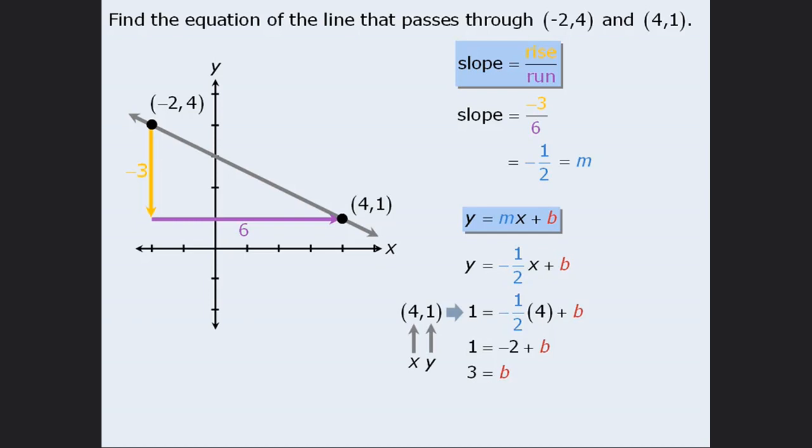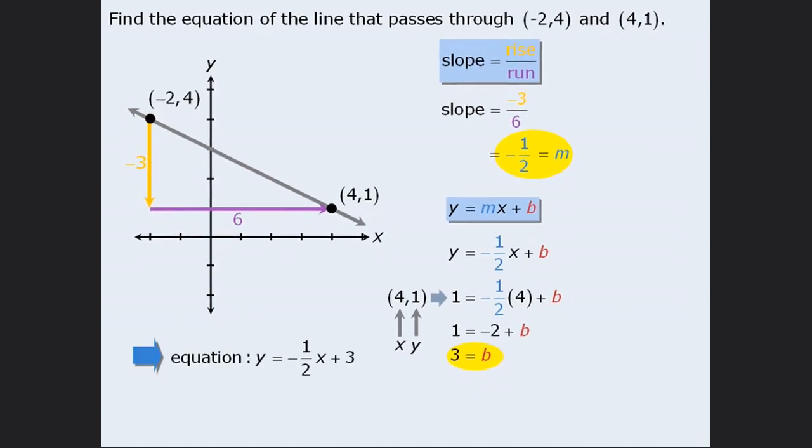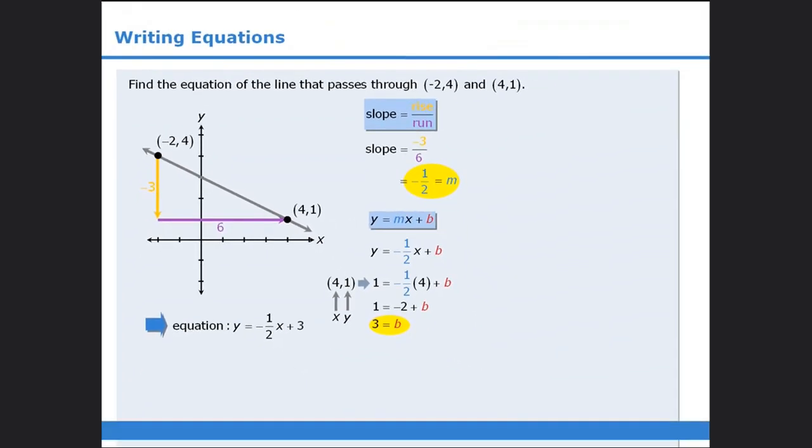Since we now have the value of m and the value of b, we can plug these values into the general slope y-intercept formula to see that the equation of the line is negative 1/2 x plus 3.